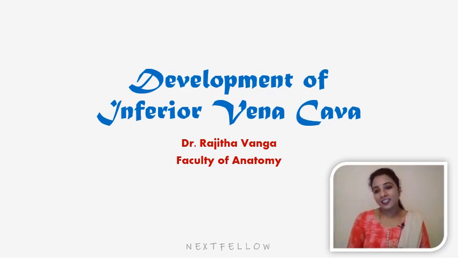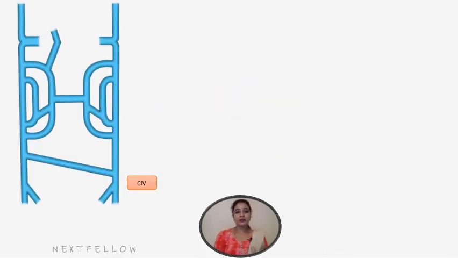We are already discussing the development of several veins. Today's topic is the development of the inferior vena cava. To understand this, here is a beautiful schematic image. Basically, the vena caval system develops from cardinal veins.